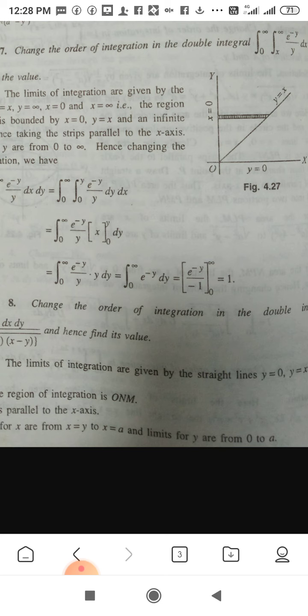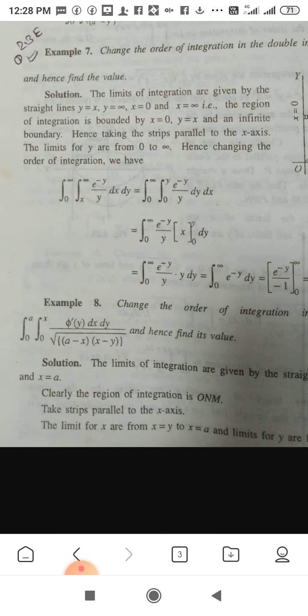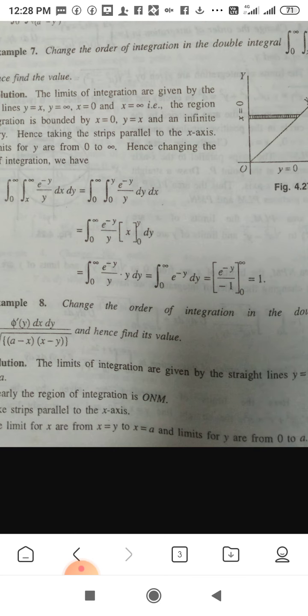So this is the solution of this problem of change of order of integration. After changing the order of integration, it is very easily solved and we find the value of the integration.